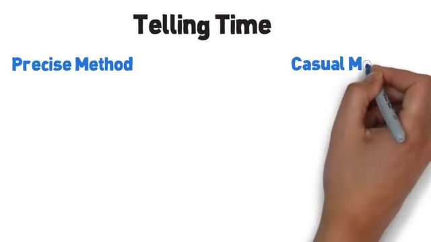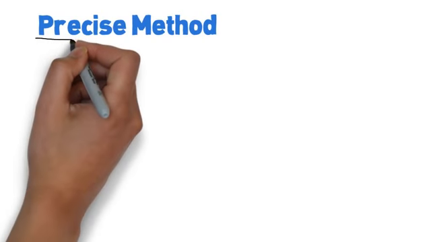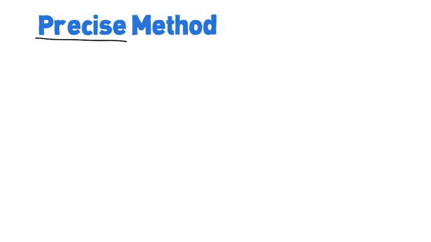There are two methods for telling time, a precise method and a casual method. Both are important to know because you will hear and see times expressed using both methods in Germany. Let's begin with the precise method.